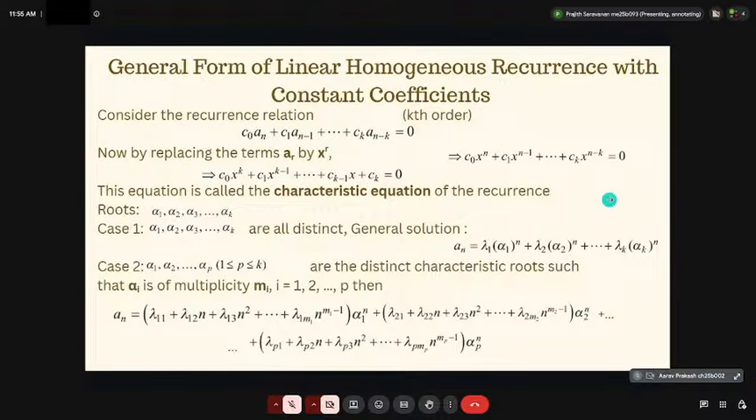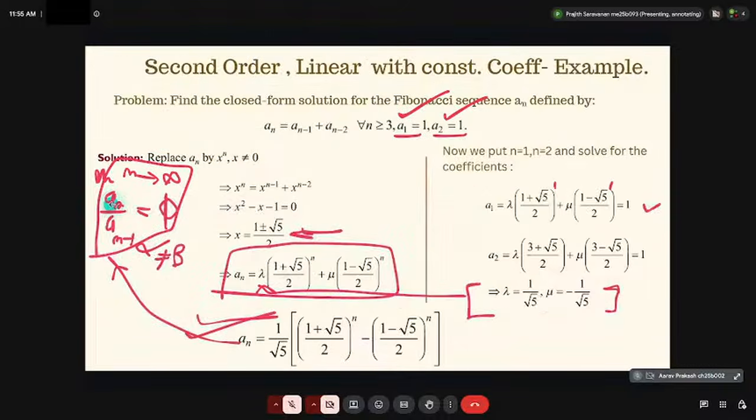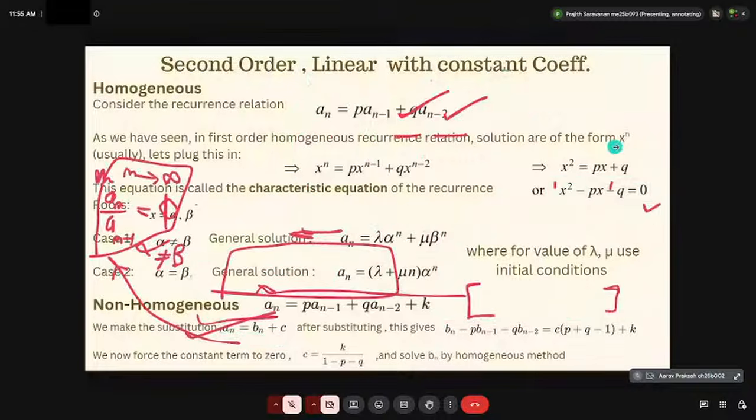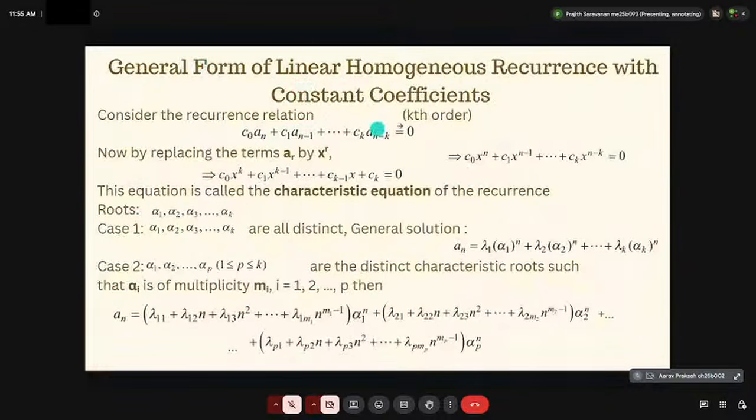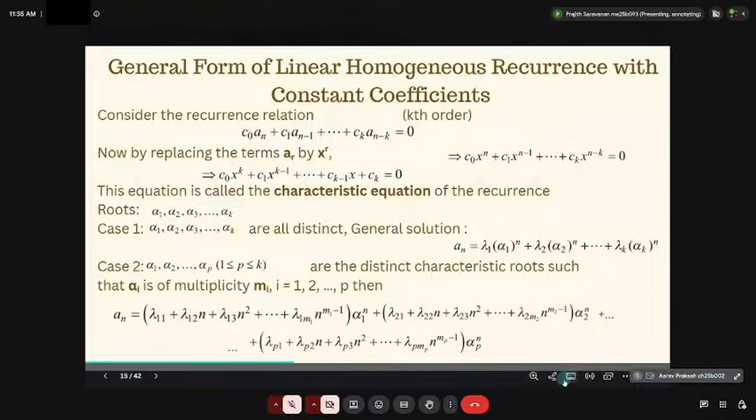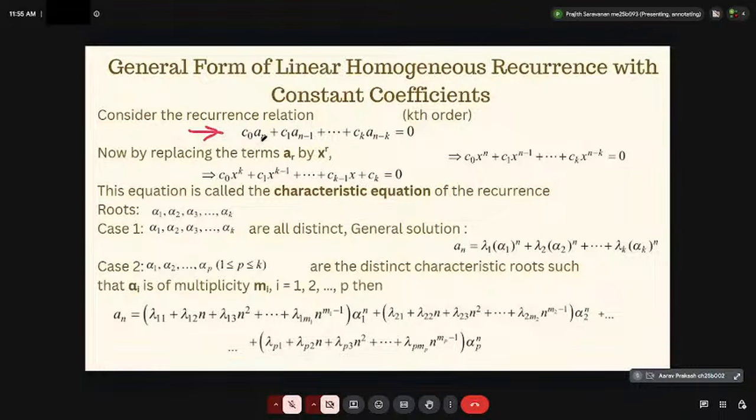Okay, let's go to the next. This is an extension of your previous second order linear constant coefficient recurrence. This is the nth order linear constant coefficient recurrence. This is the general form of it. We have a n minus 1 till a n minus k, so it will be kth order.